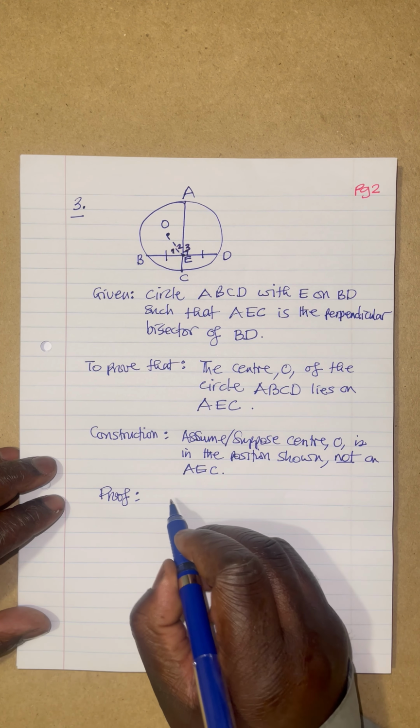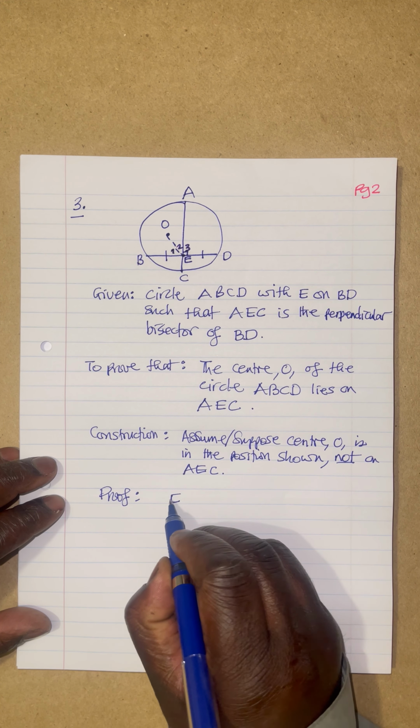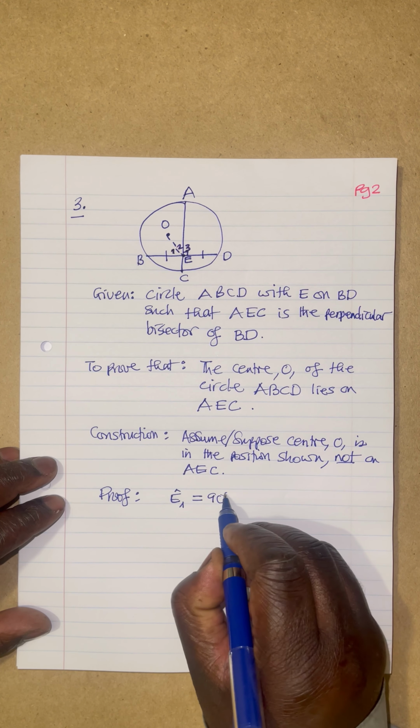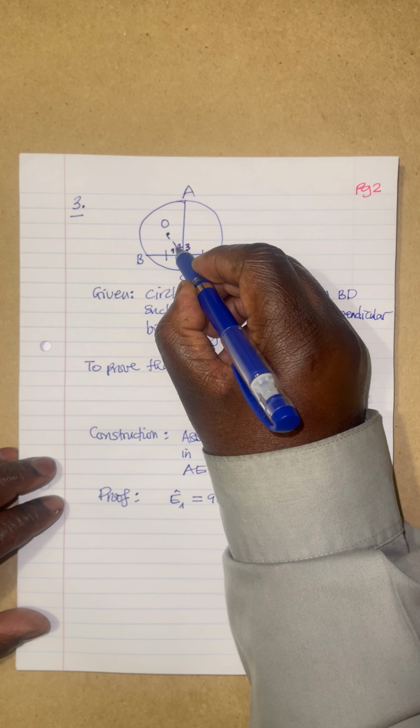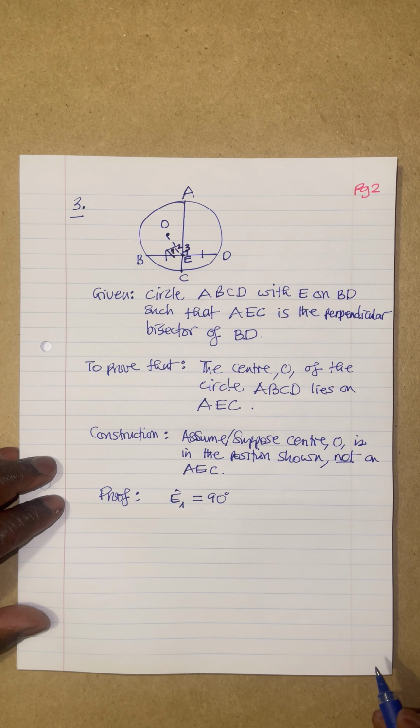Basically, you can see that angle E1 has to be 90 degrees. Why should E1 be 90? I'm going to do this here, showing that E1 is 90. Why should E1 be 90?